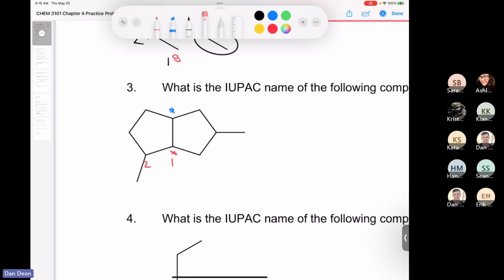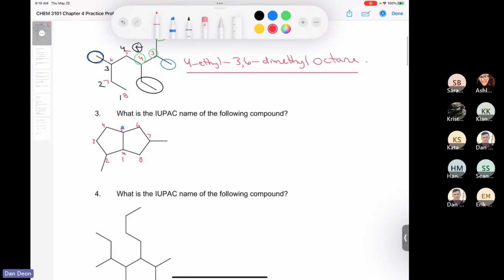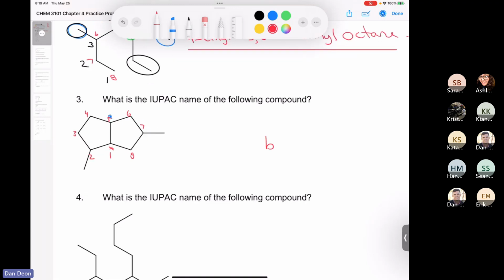So let me just eliminate those. So we have 1, 2, 3, 4, 5, 6, 7, 8. So it's some kind of bicyclooctane. Let's scribble that down first. Maybe I'll put it here. We have a bicyclooctane. And I forgot to put my numbers in there. There we go. So we have bicyclo something octane. All right. So could anybody provide the numbers that are going to go inside the square brackets here?